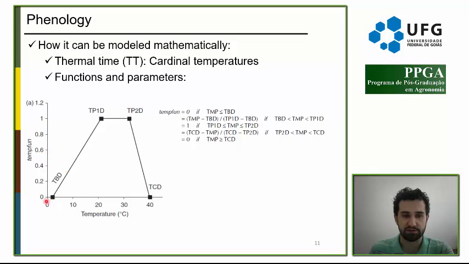So here I have 0, here I have 50% of the accumulated required thermal time by day, and here I have the maximum. So if temperature is in this range, I have 100% of the accumulated thermal time in that day, and if temperature is here, I have 50% of the accumulation. So dependent on the temperature, the crop will have higher or lower development in this condition.